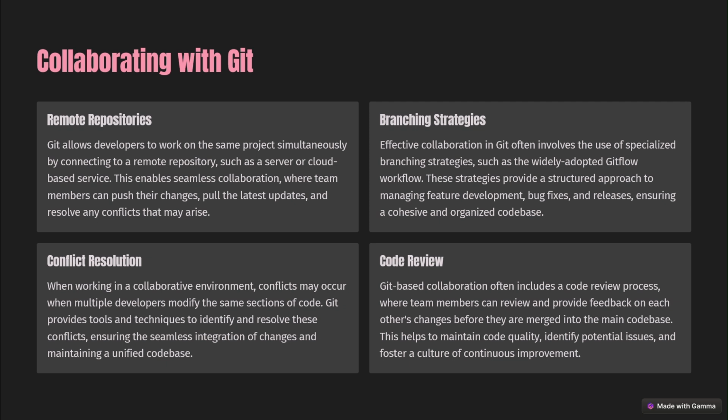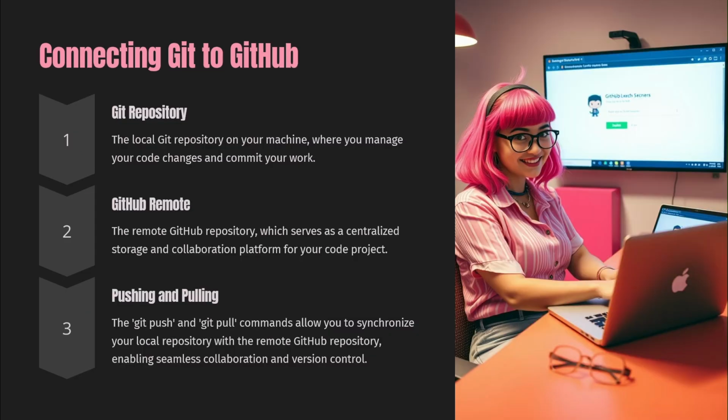Git really shines when you are working with a team. Remote repository. You can connect to remote servers like GitHub to store your project online. This lets multiple people work on the same project together, sharing updates easily. Branching strategies. Teams often use certain branching structures like the Git flow strategy to keep work organized and make it easy to manage different parts of a project. Code review. When you work with others, reviewing each other's code helps to catch mistakes and keep quality high.